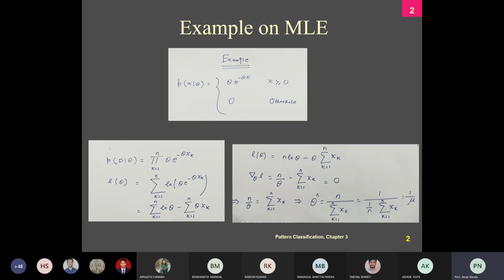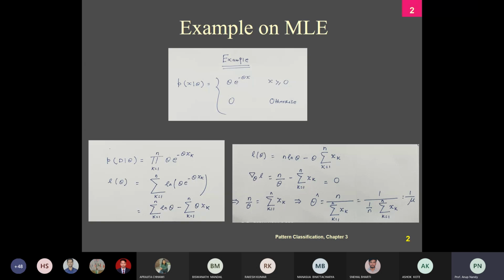This theta will be 1 by n, sum over k equal to 1 to n of xk, that is equal to 1 by mu. So this will be your expected or estimated parameter, which is 1 by mu. This is simple.